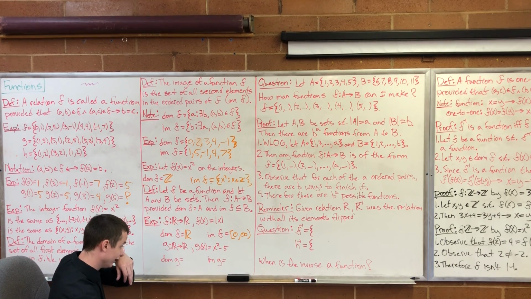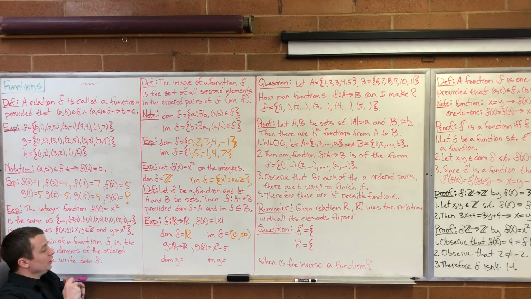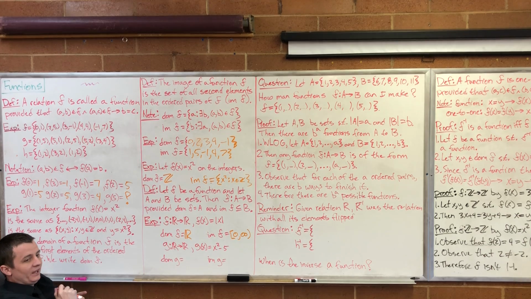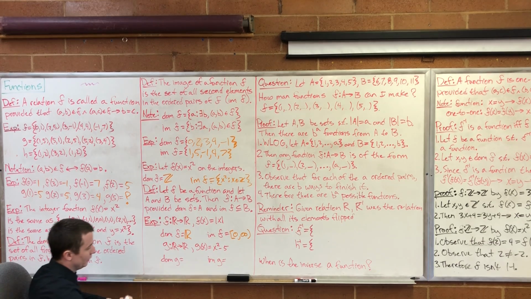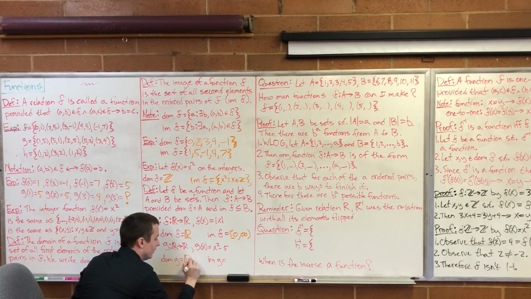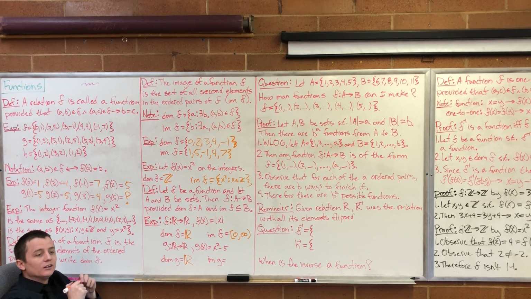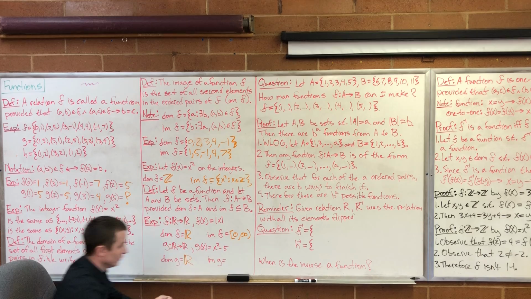Perfect. Let's look at another example. G is a function from the real numbers to the real numbers defined by g of x is equal to x squared minus 5. What's the domain? Real numbers. Of course it is, right? Because that's what that set is. What's the image? Starting from -5, all the real numbers starting from -5 to infinity.